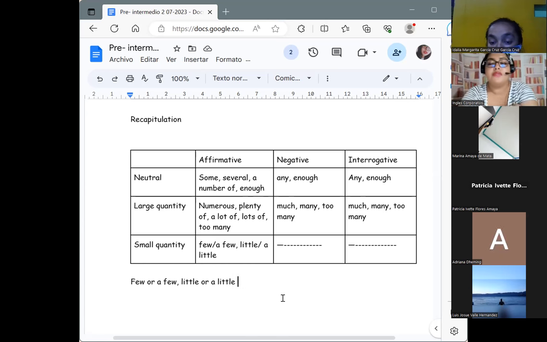Básicamente, ¿cuál es la diferencia entre few or a few and little or a little? Es que cuando no le escribimos el artículo, o sea, cuando solo estamos utilizando few o little, tiene una connotación negativa y podemos traducirlo como no mucho y posiblemente menos de lo que podríamos esperar. Y cuando tenemos el uso del artículo, a few and a little, es una connotación positiva y puede traducirse como por lo menos algo, quizás más de lo que había esperado. Entonces el uno es como, es menos de lo que yo hubiera creído, y el otro es más de lo que yo esperaba.